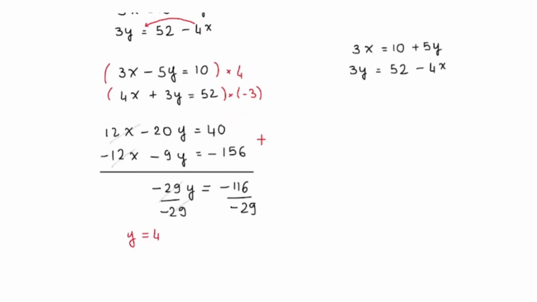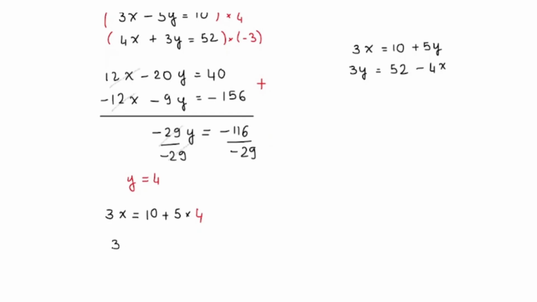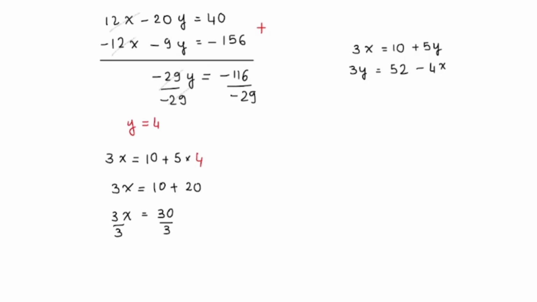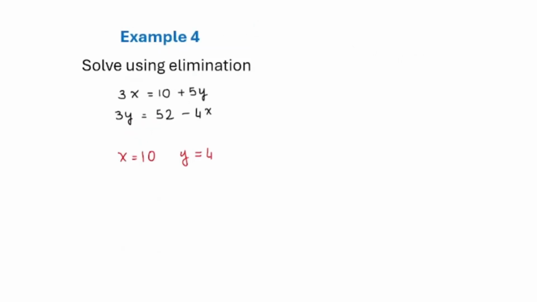To find x, we can use the first equation written in its original form, because we already have 3x isolated on the left-hand side. We have 3x is equal to 10 plus 5y. Substitute y is equal to 4. 3x is equal to 10 plus 5 times 4. 5 times 4 is 20. So 3x is equal to 10 plus 20, which gives 3x is equal to 30. Divide both sides by 3. x is equal to 10. So the solution is x is equal to 10, y is equal to 4.